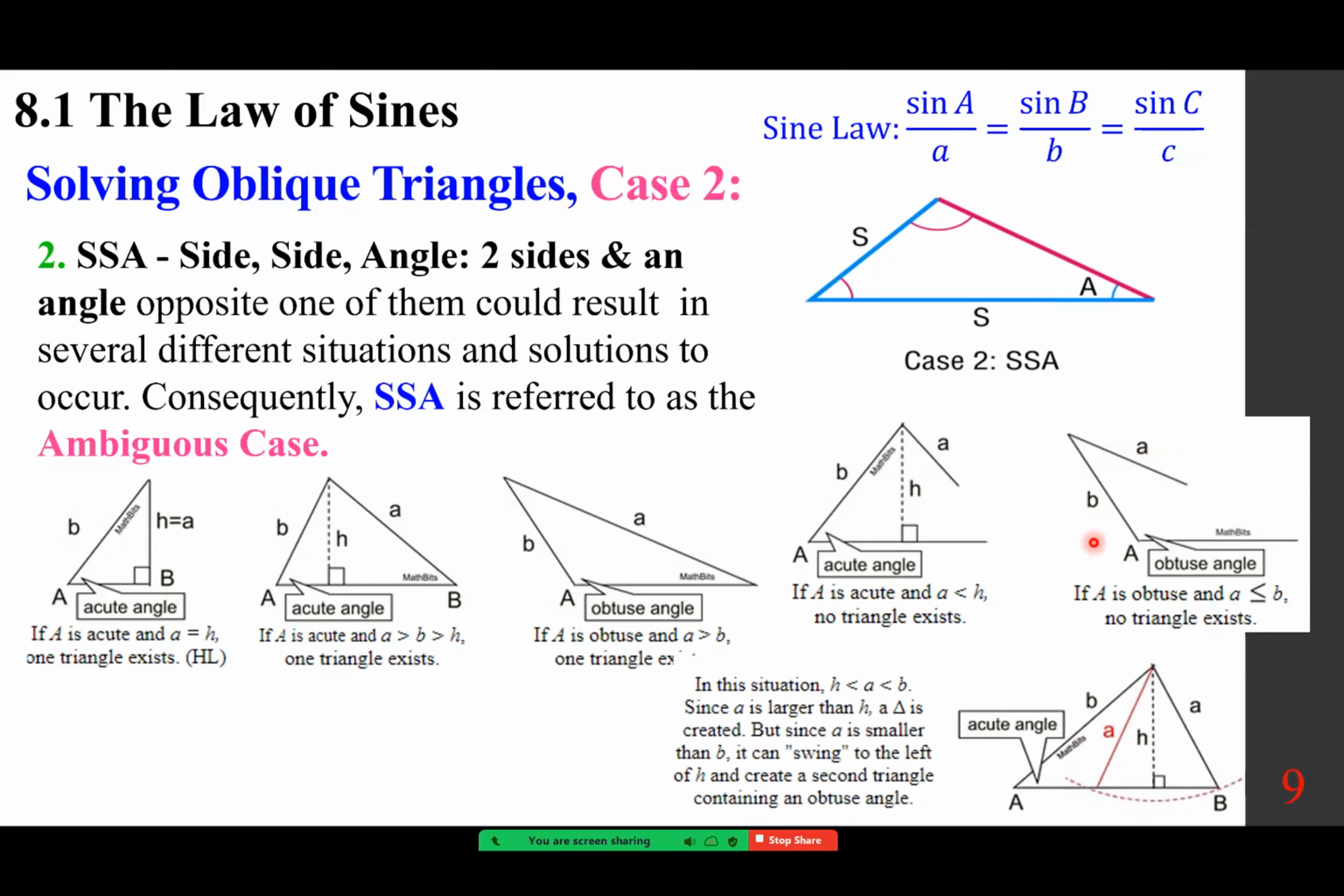So we have an acute angle. In this situation, h, the height, is less than a, and a is less than b. Since a is larger than h, a triangle is created, but since a is smaller than b, it can swing to the left of h and create a second triangle containing an obtuse angle. What do we mean by all of this? This is the synopsis of the whole thing. We will look at all those cases, class. So this is the synopsis of dealing with those cases.